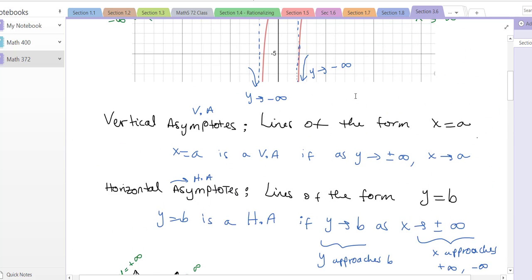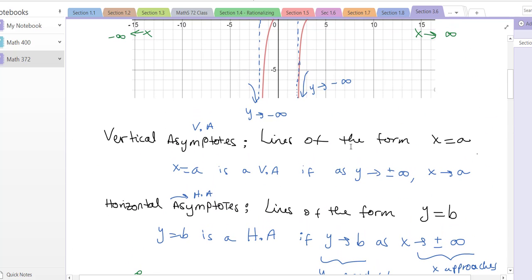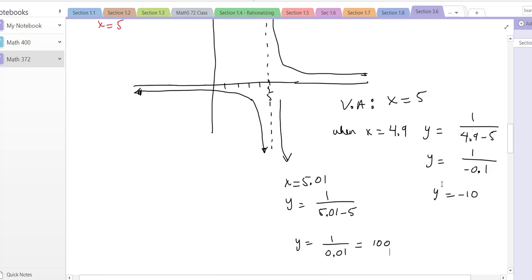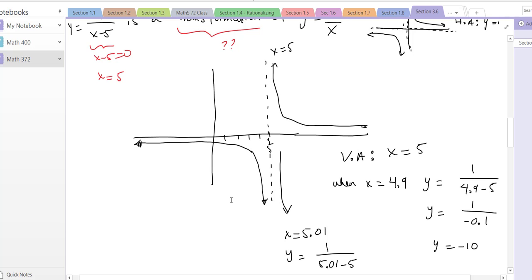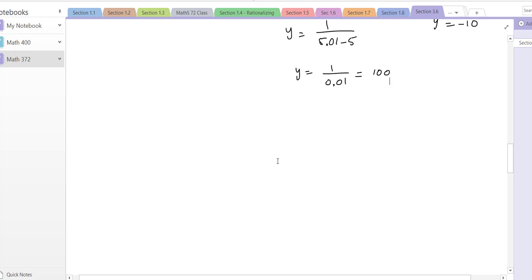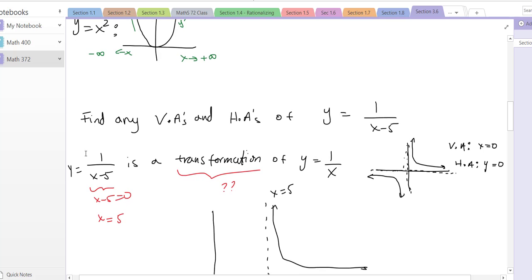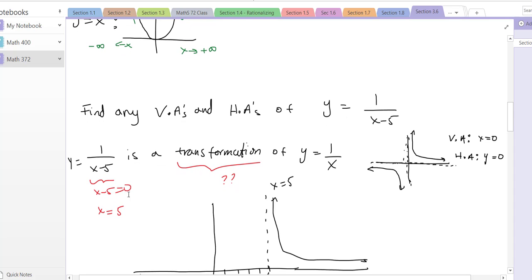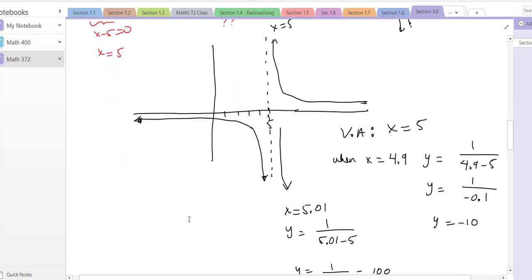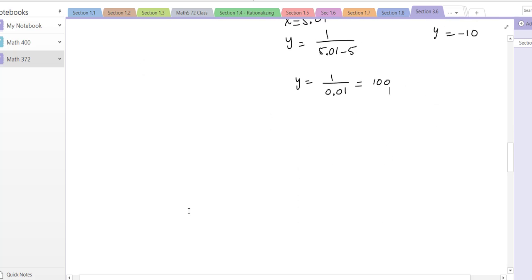Back to our definition, a vertical asymptote is a line of the form x equals a, where x equals a is a vertical asymptote if, as x approaches a, y goes to positive or negative infinity. So as x approaches 5 from the left, y goes to negative infinity, and y goes to positive infinity as x approaches 5 from the right. That's how we can find the vertical asymptotes, which I usually think of as what makes the denominator 0, because they're the places where the function is going to be undefined. Let's try one more of these for the vertical asymptote.